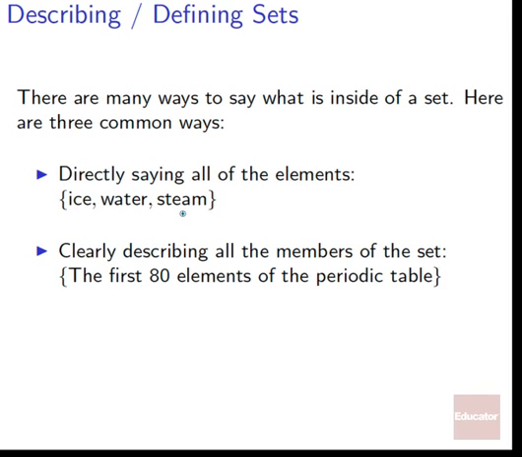So we also might describe it without it being inside of the curly braces, but sometimes we'll actually leave it inside of the curly braces. The point of it is that we are able to go, oh yeah, that's everything that makes it up. So we could make a set out of the first 80 elements of the periodic table, so we would know that hydrogen would be in this set, helium would be in this set, lithium would be in this set, all sorts of different elements are going to be inside of this set up until the 80th element. The 80th element would be in it, the 81st element would not be in it.